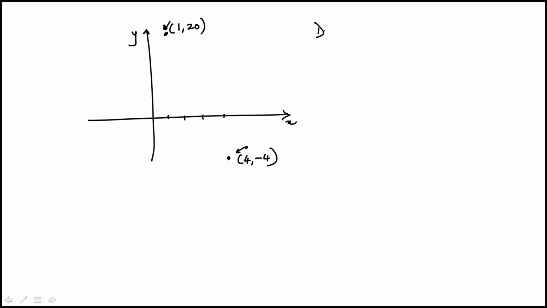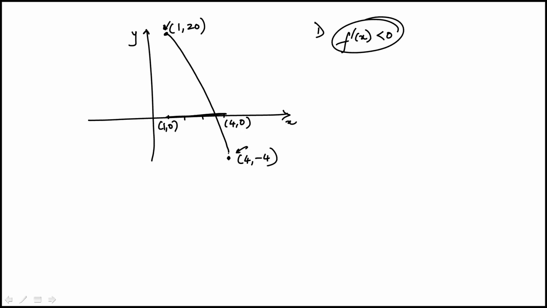So the question: which of the following must be true under all circumstances? They're saying, is the derivative negative for all x between 1 and 4? Well, it could be true. For example, if it's something like that, then the slope is negative. But it doesn't have to be.